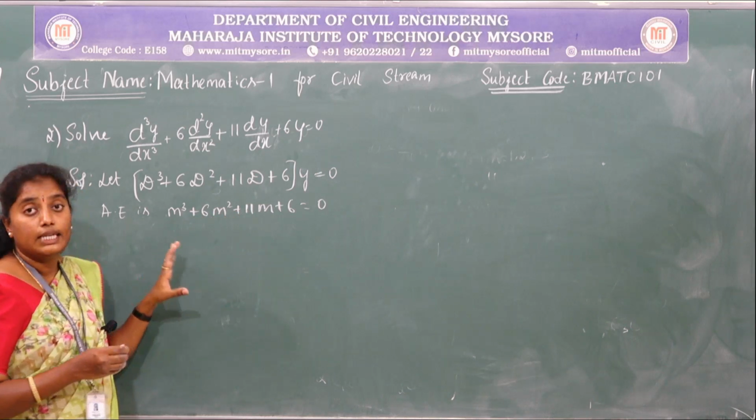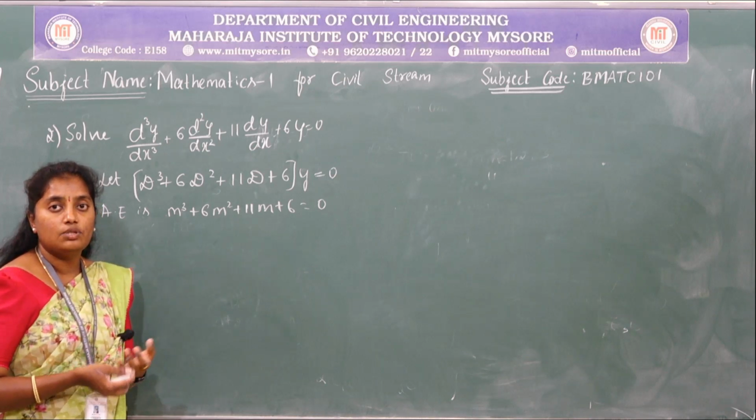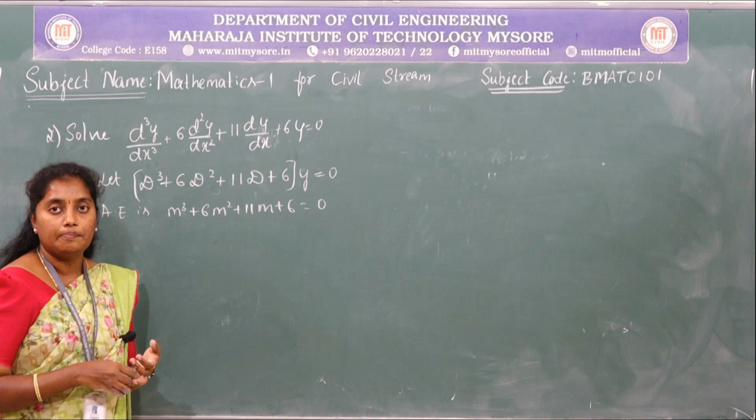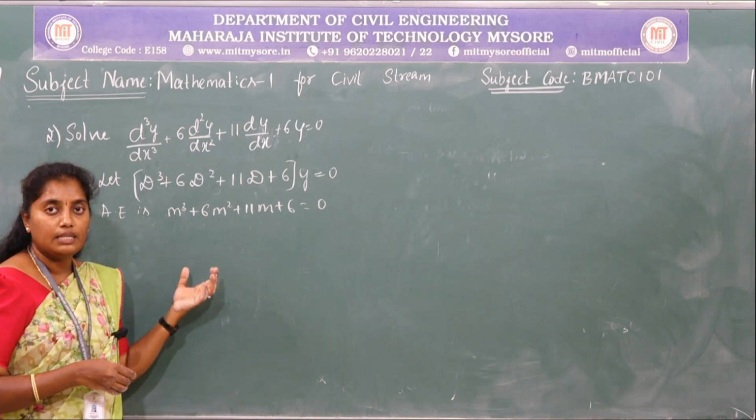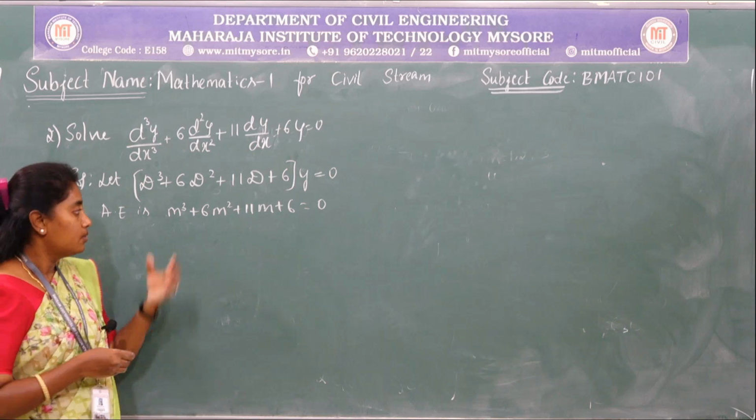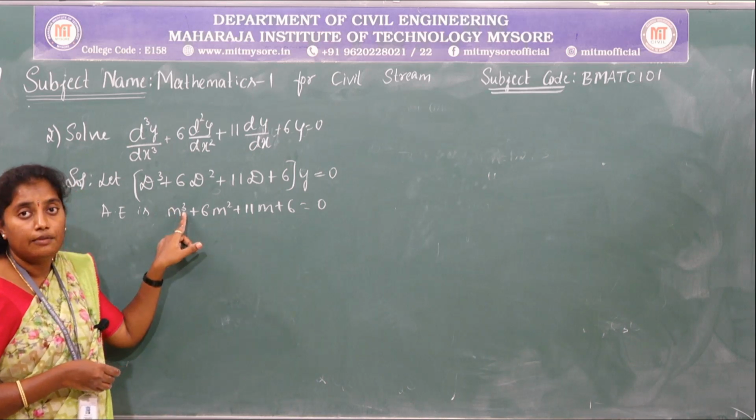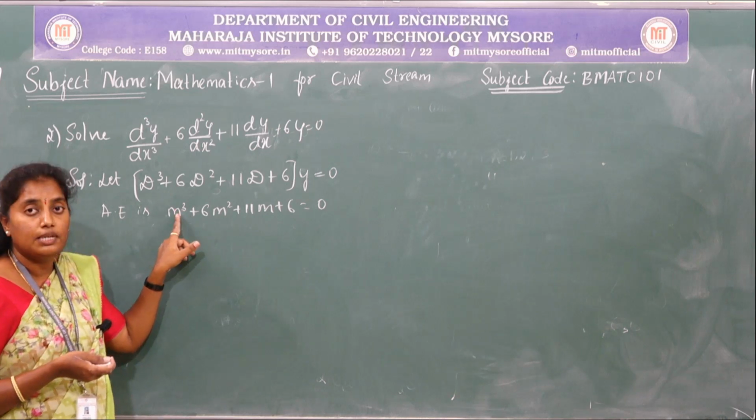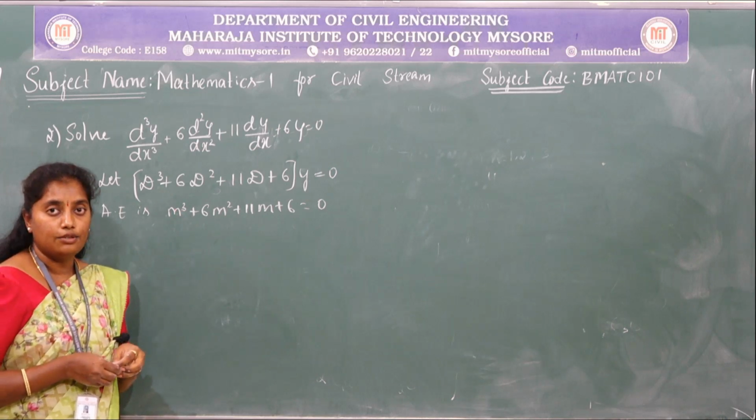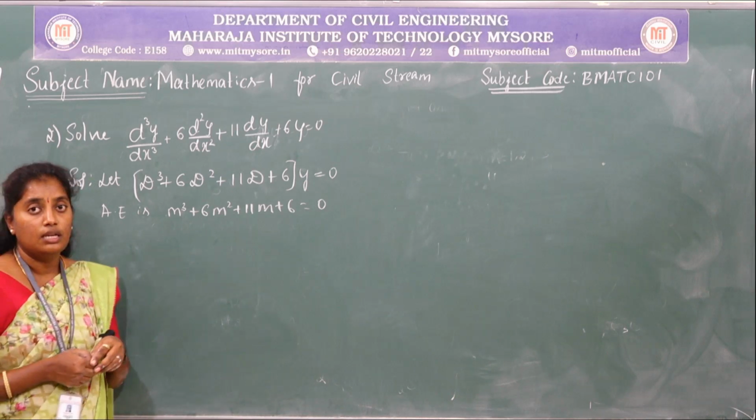If the given equation is of degree 4, by applying synthetic division we have to reduce that to degree 3. Again using the same synthetic division method we have to reduce that to a quadratic equation. Since this is of degree 3, we get 3 roots here. We have m cube here, so we get 3 roots. To find the 3 roots we have to apply the method of synthetic division.